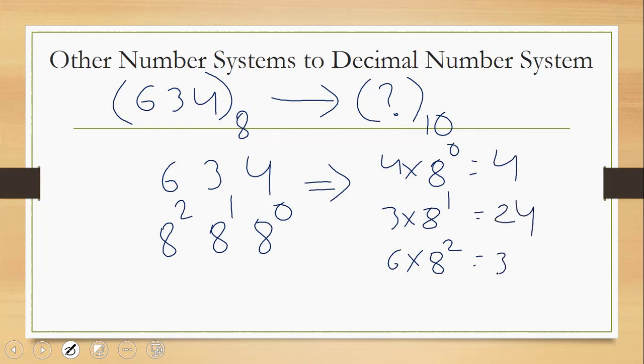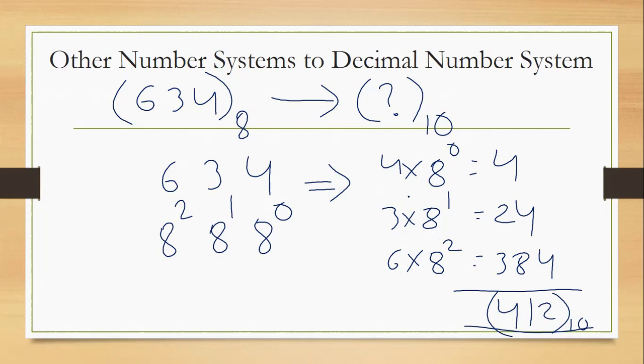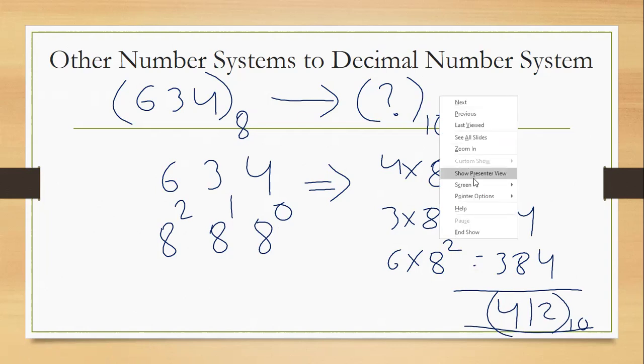and this is 384. Totally, if you add 384 plus 24 plus 4, it is 412. So this is base 10, that is decimal number. So here the 634 octal number, if you convert it to decimal number, comes to 412 decimal number. This is how we are converting the octal number to the decimal number system.